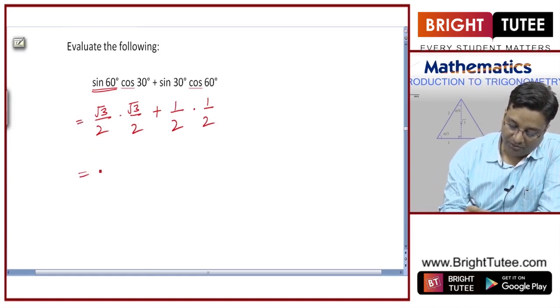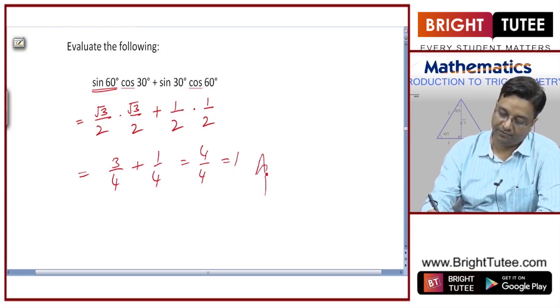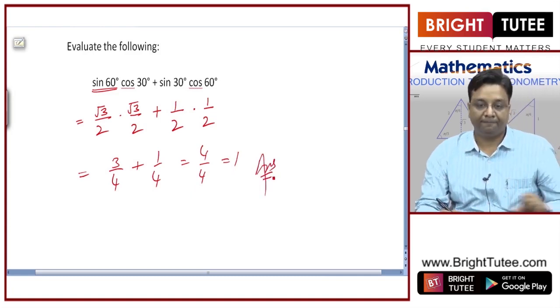Okay, so now the question is very simple. This is 3 by 4. This is 1 by 4. So 4 by 4 is equal to 1. Okay.